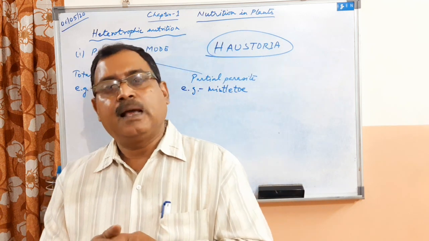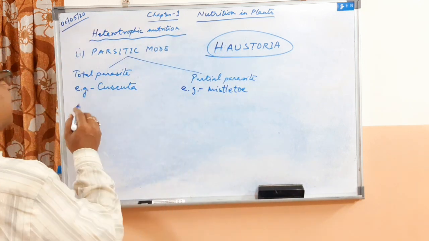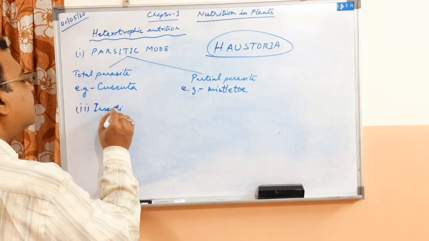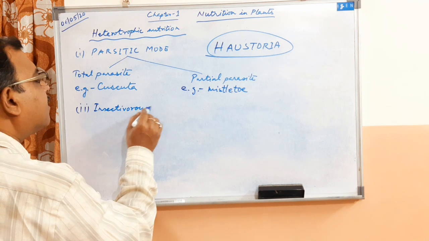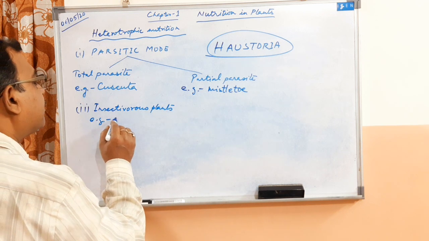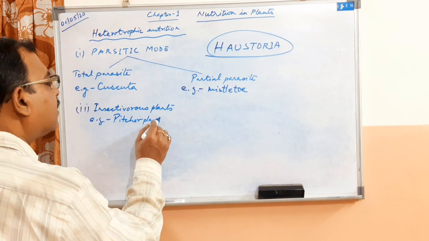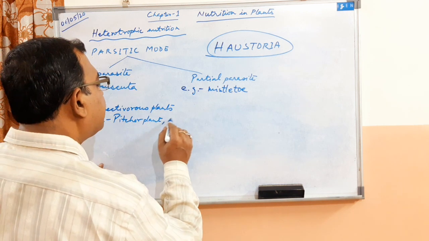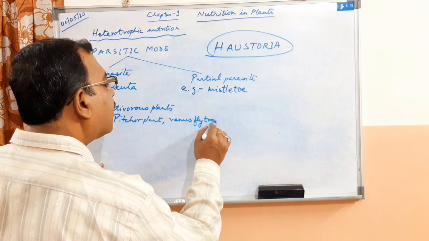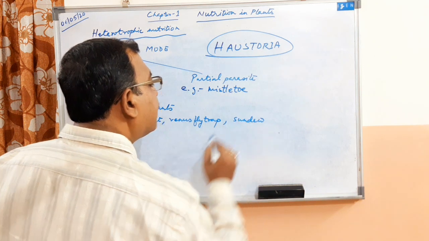Then the nitrogenous content from its body is absorbed. So I gave you names of three plants under the second mode, insectivorous plants. Examples I gave you: pitcher plant, then Venus flytrap, and sundew.